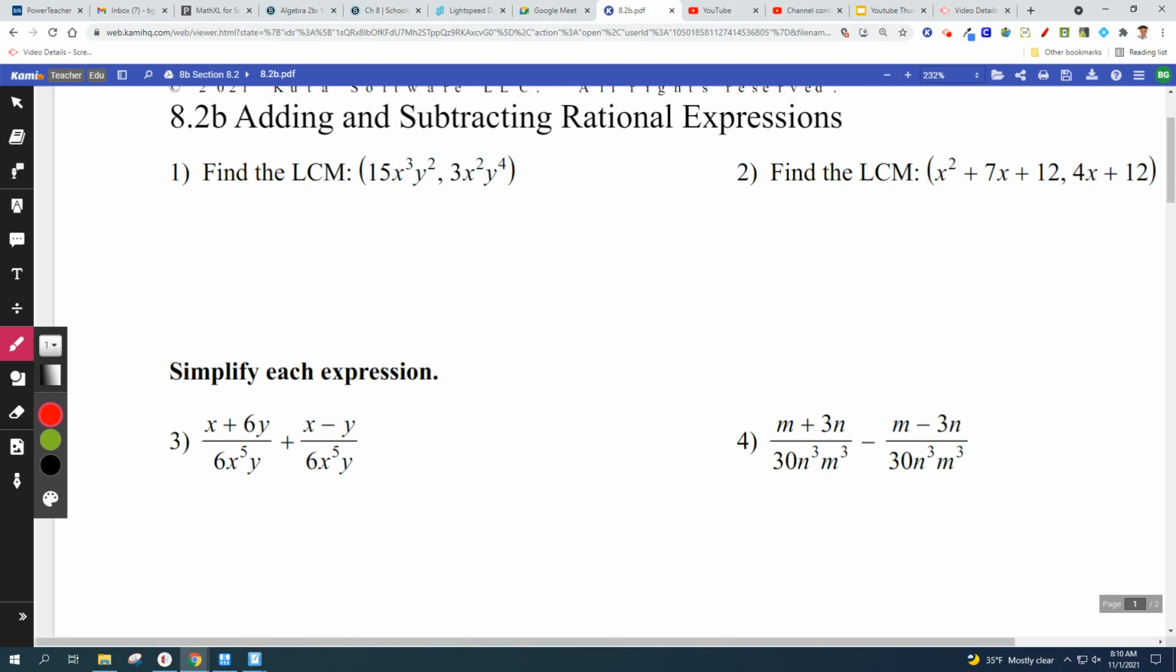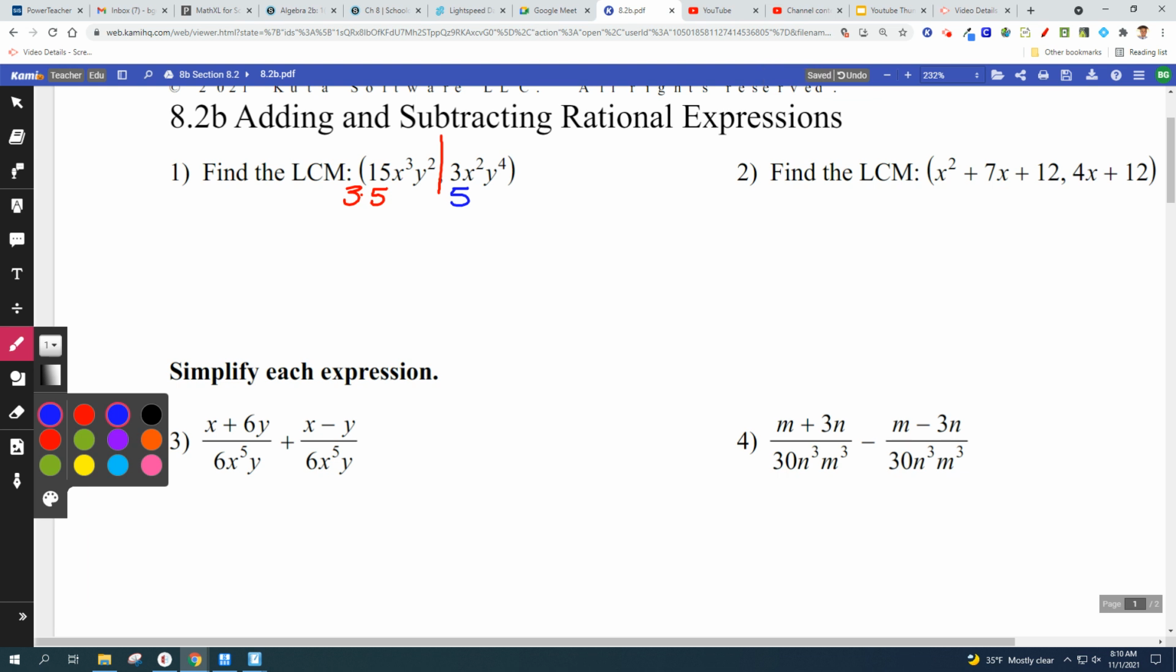8.2, adding and subtracting rational expressions. We're going to start by finding the least common multiple. I think it helps to factor out the numbers. This 15 is 3 times 5. But really, all we're trying to do is make a match, all right? I've got some stuff on the left side and some stuff on the right side. We need them both to be the same. And so when I look at the right side, it needs a 5. Now both of them have a 3 and a 5, all right?